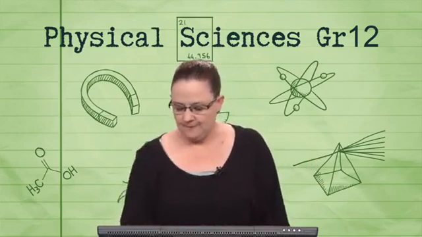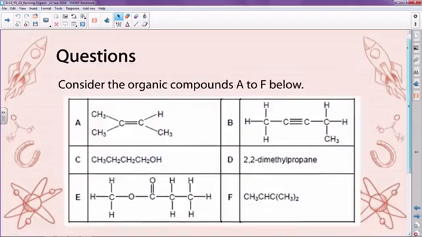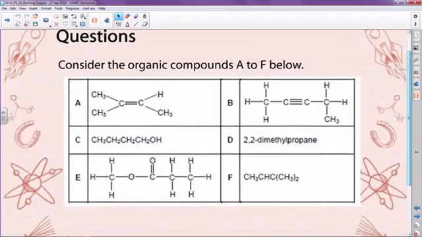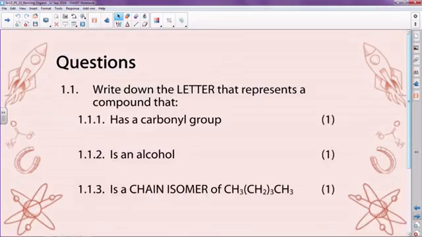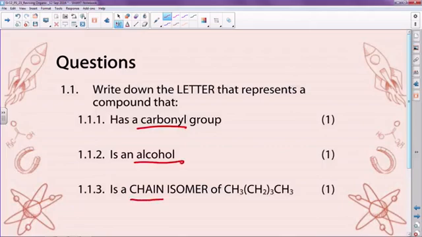So here we have a question, and what we have here is seven, apparently I can't count today either. So we have 6 organic compounds, like what you'd get in an exam. And then here are the questions. I want you to take those 6 compounds and write down the letter that represents a compound that has a carbonyl group. I want to know the one that is an alcohol, and I want to know the one that is a chain isomer of this compound.